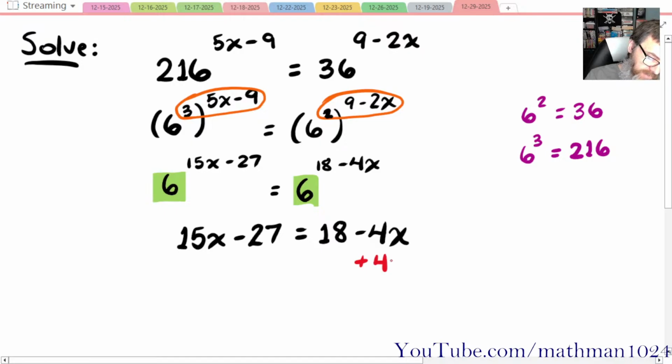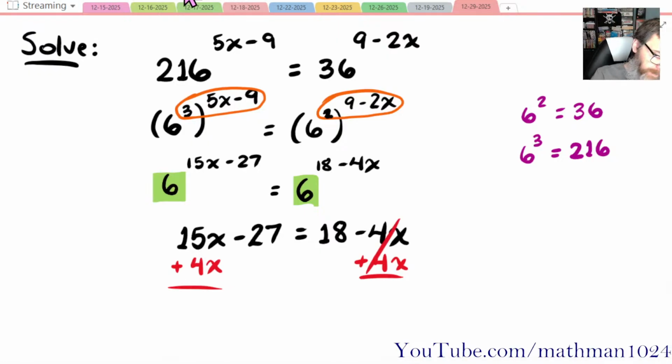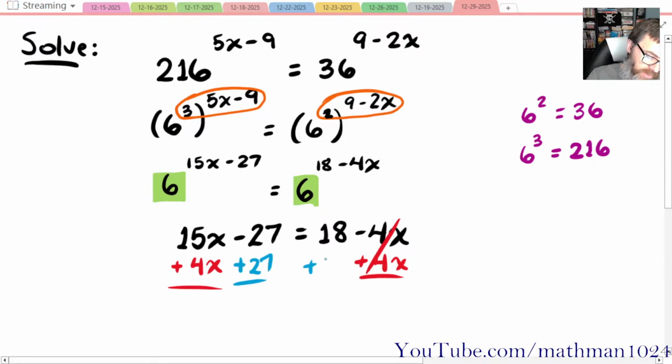So I'm going to add 4x to both sides so I can have all the variables on one side with a positive coefficient. That makes me happy. It makes you happy. And now we're going to add 27 to move the constant to the right side. All right, so this gives me 19x equals 18 plus 27 is 45.